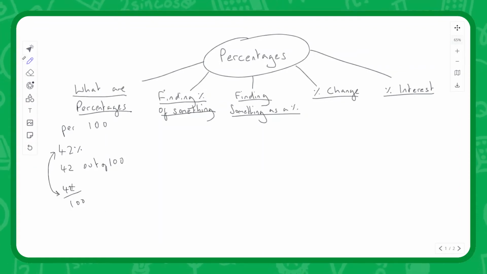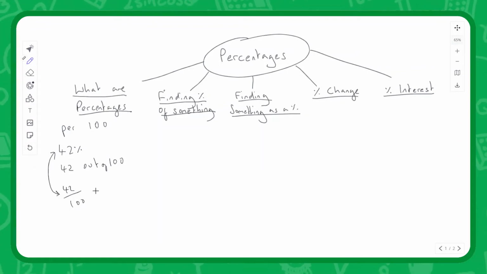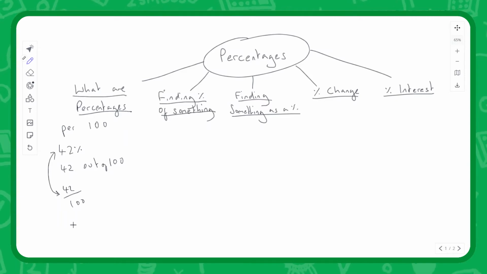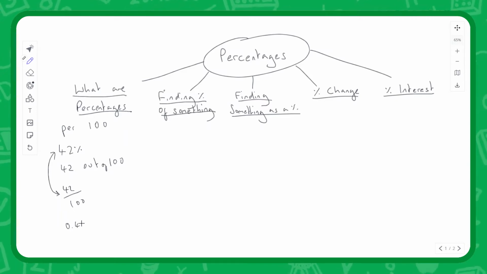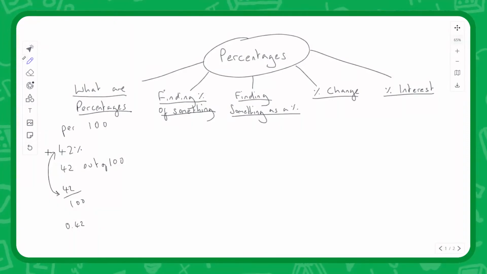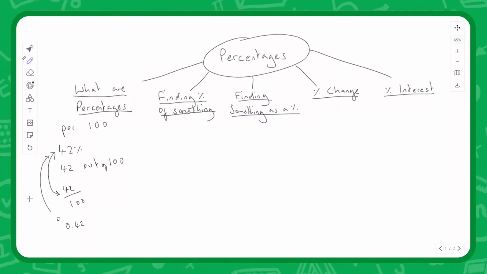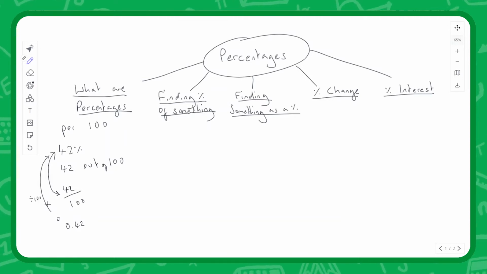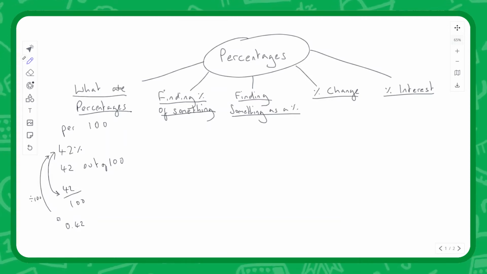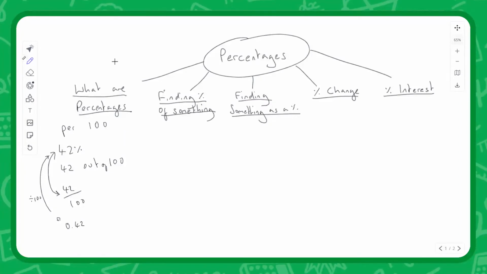Also, 42 over 100, or 42 divided by 100, just gives us 0.42. And so we can also convert from percentages to decimals. We just divide by 100 to convert from percentages to decimals. Percentages, taking a step back, are very useful for talking about percentage change in things.